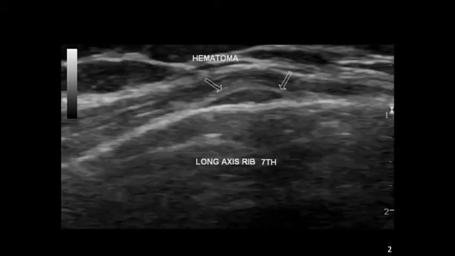The serratus anterior plane block can provide great pain control for anterior and lateral rib fractures. In this ultrasound image, we see a 7th rib fracture with an associated hematoma.